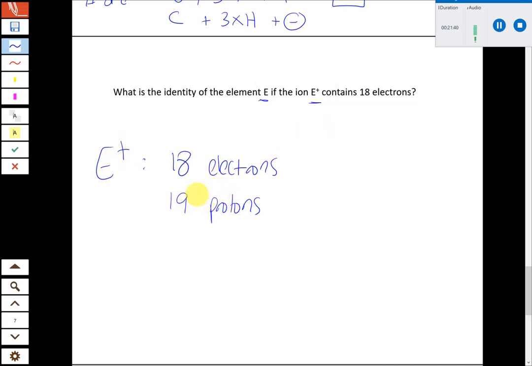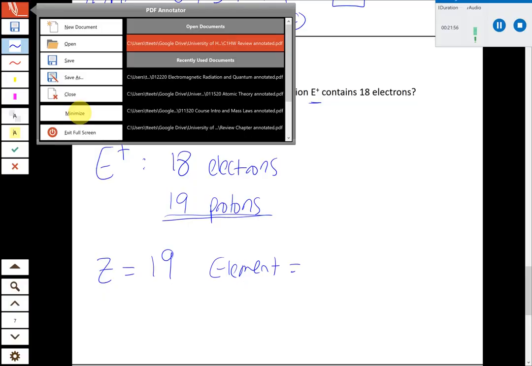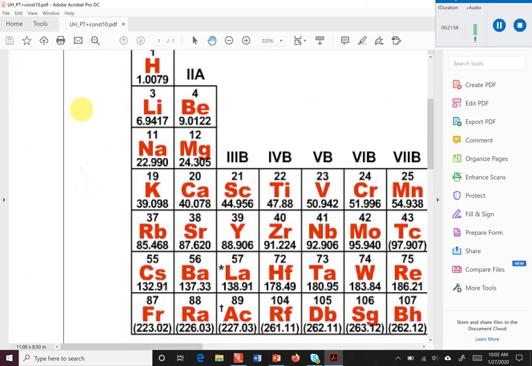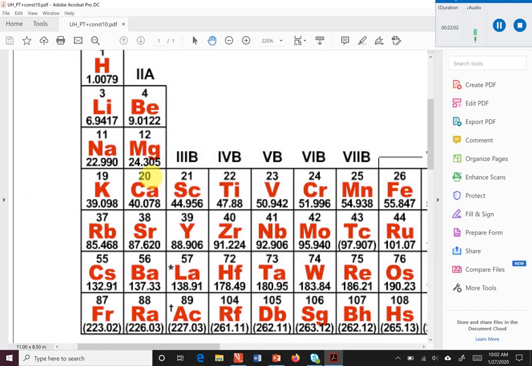So E plus has 19 protons, and then we're going to use that to figure out what the atomic symbol is for E. So if the atomic number Z is 19, then the element it's going to correspond to is the one that has 19 protons. And so we're going to go to the periodic table and figure out which one that is. So in this case, we have to find number 19. They're all in order, so we just find number 19 here, and that's going to be K, which is potassium, and we just need to give the symbol here, K.